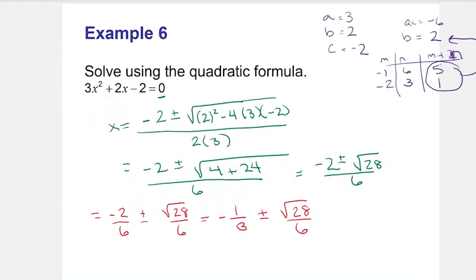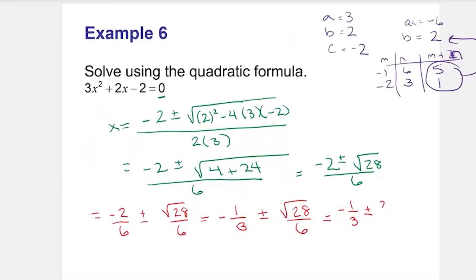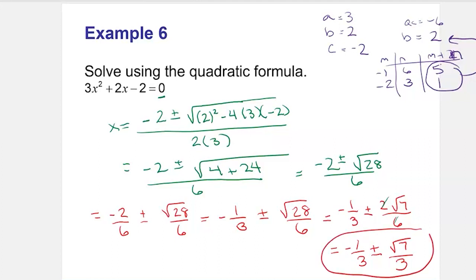Let's go back to the last slide, and I'm going to say this is equal to -1/3 plus or minus. And we said the square root of 28 is 2 times the square root of 7. So it's 2 times the square root of 7 over 6. And again, I can simplify 2 and 6, and I get this equal -1/3 plus or minus the square root of 7 over 3. And again, you can put them back together, or you can keep them apart, but that would be the final answer.